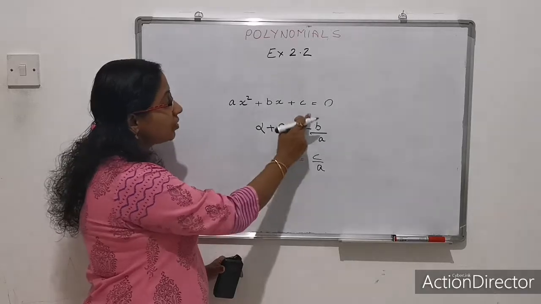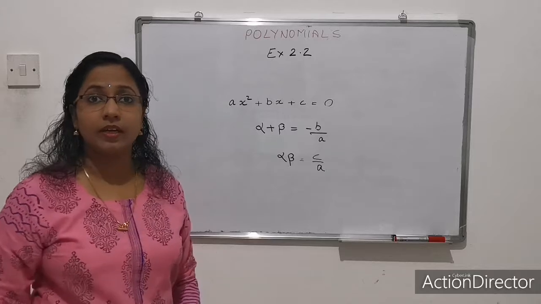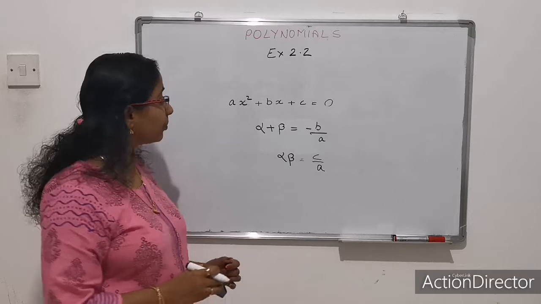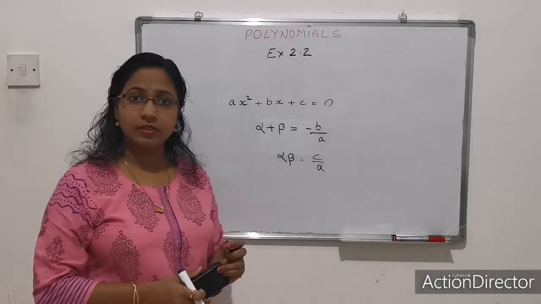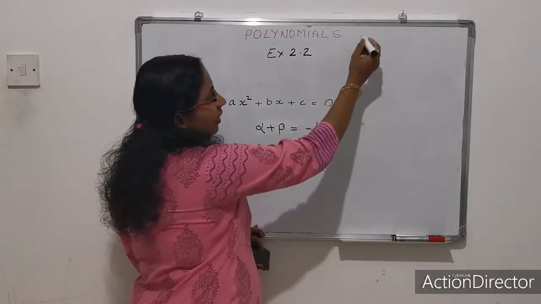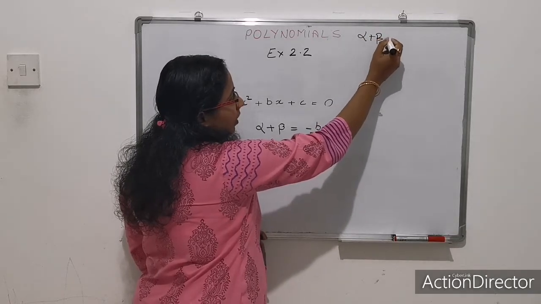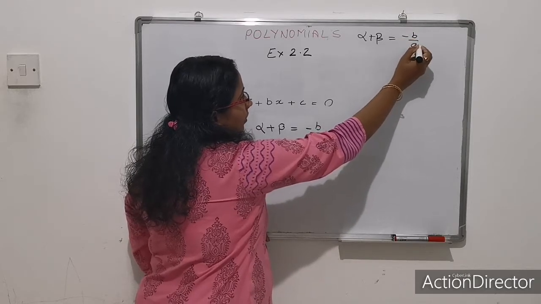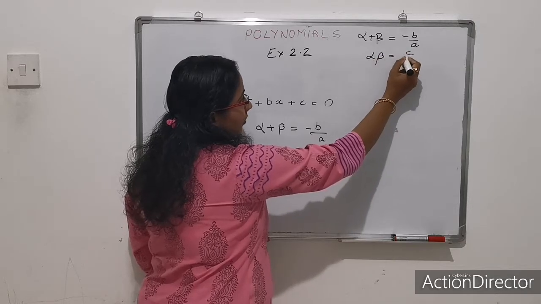Clear? So these are the two formulas which need to be remembered for exercise 2.2. Okay, now when we start doing the questions, it will be more clear. So I'll write it over here so that the formula is in mind. Alpha plus beta is equals to minus b by a, and alpha beta is equals to c by a.